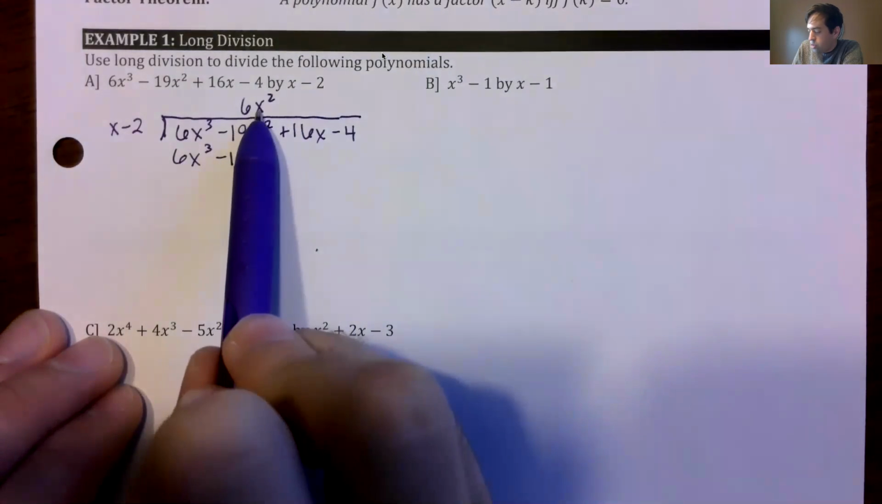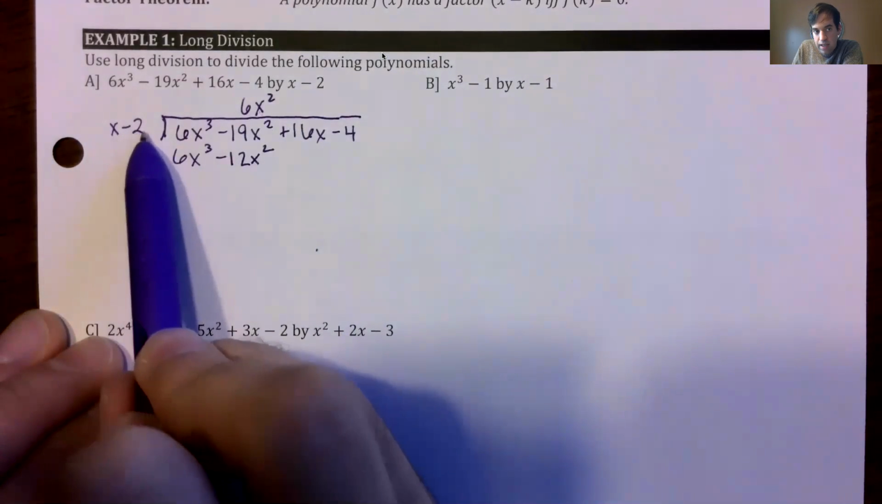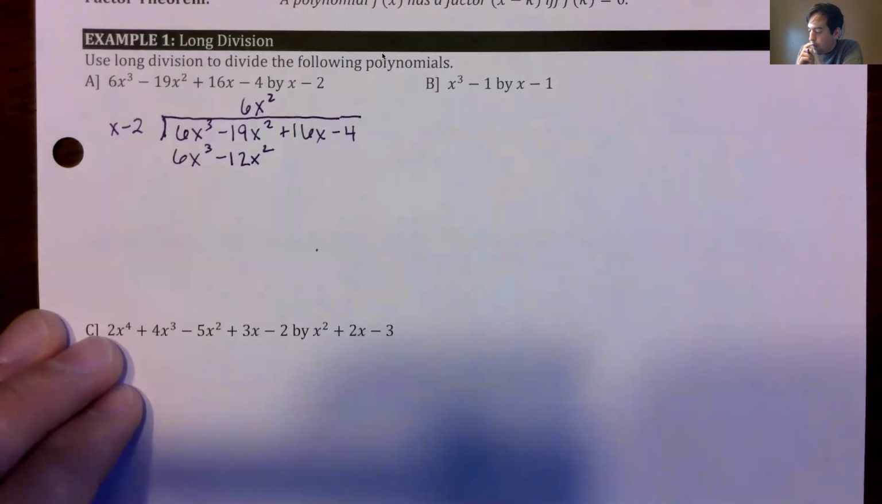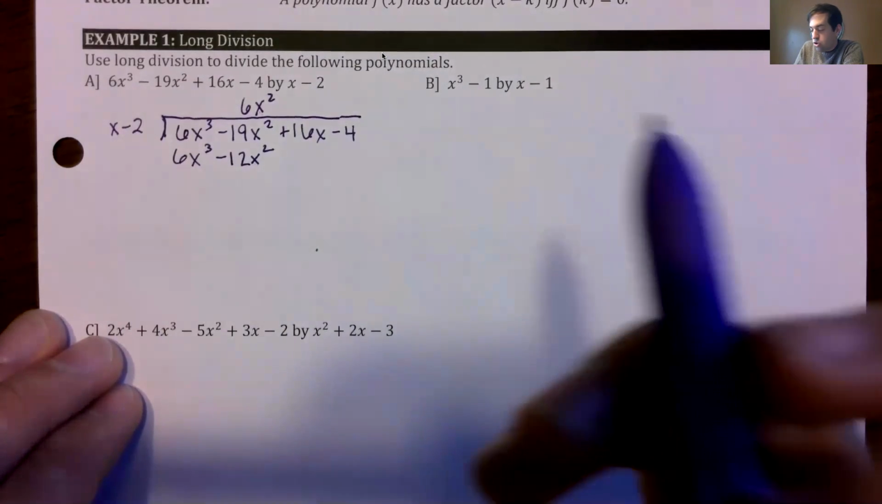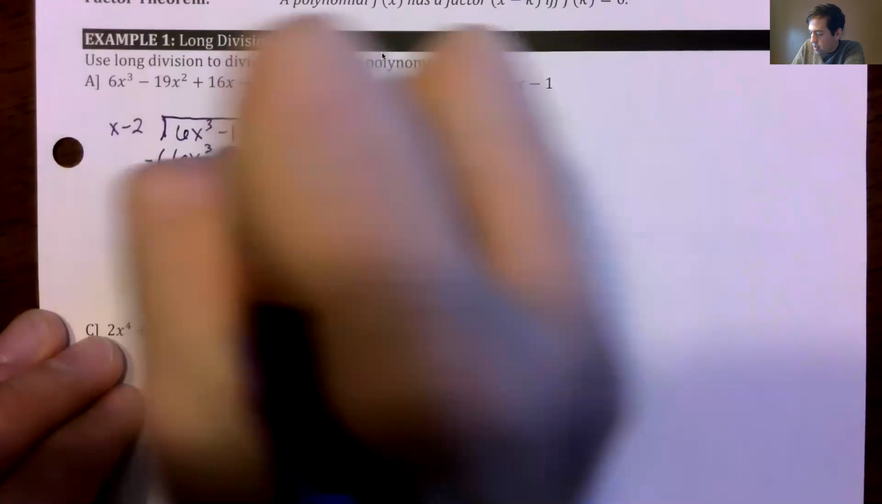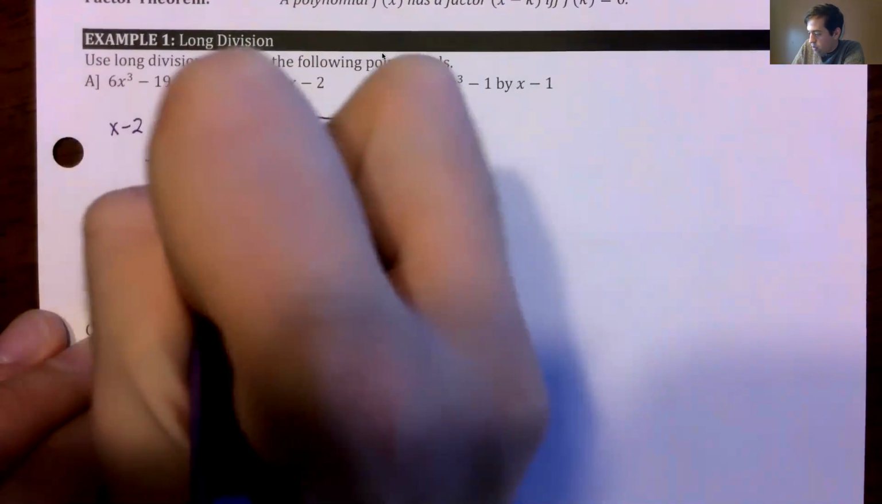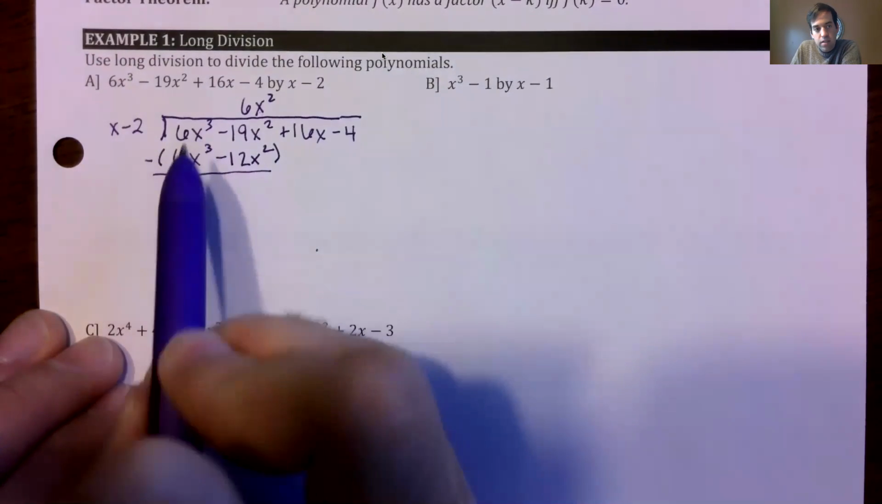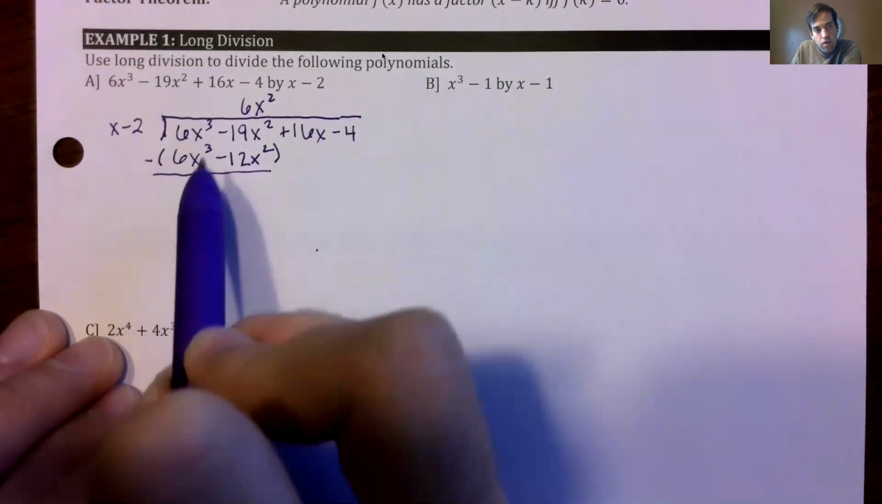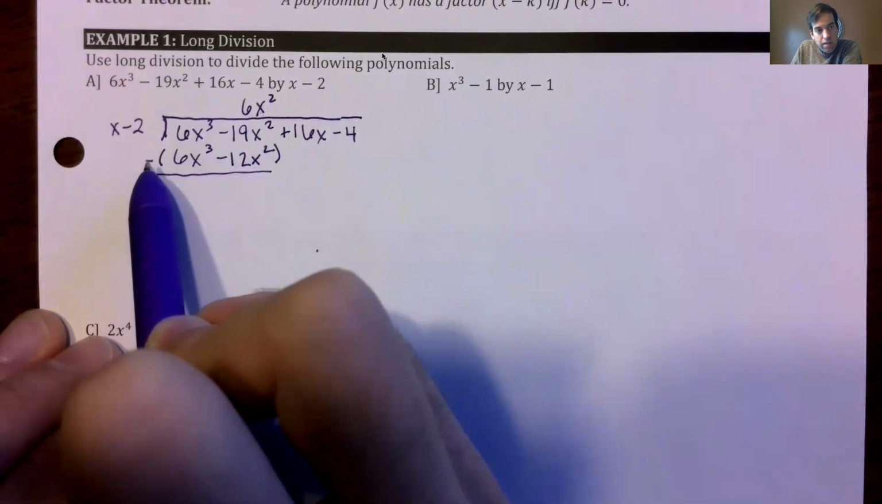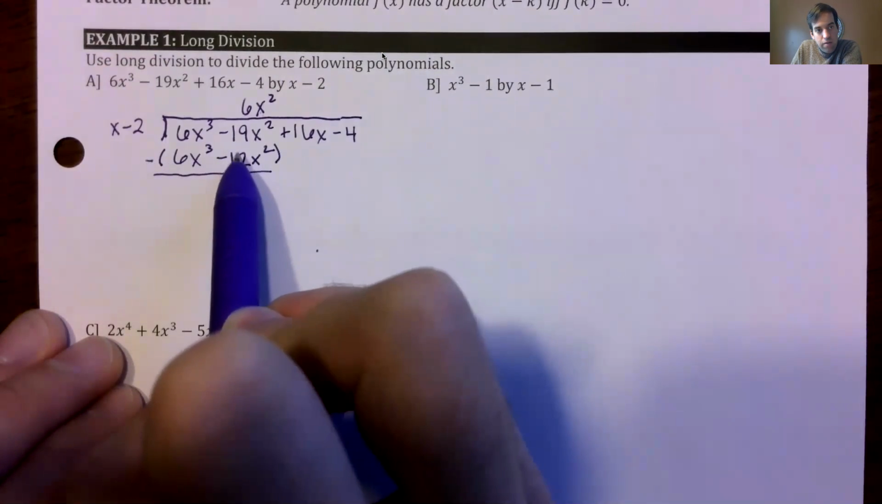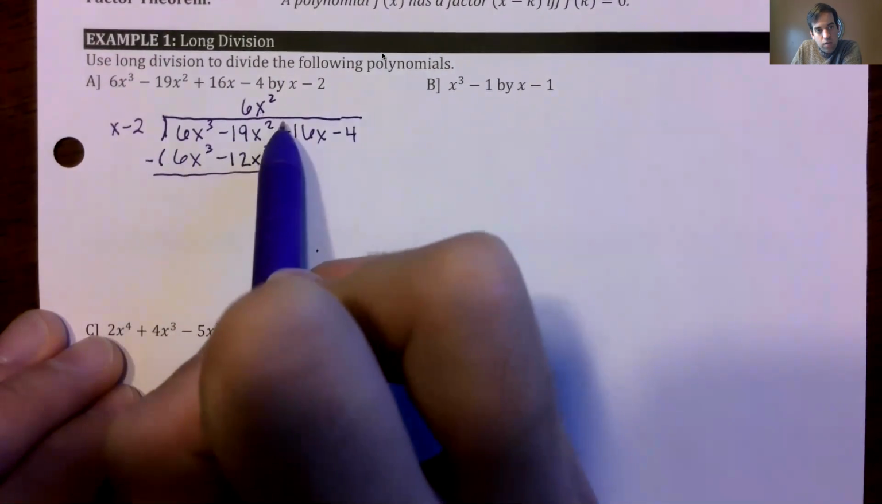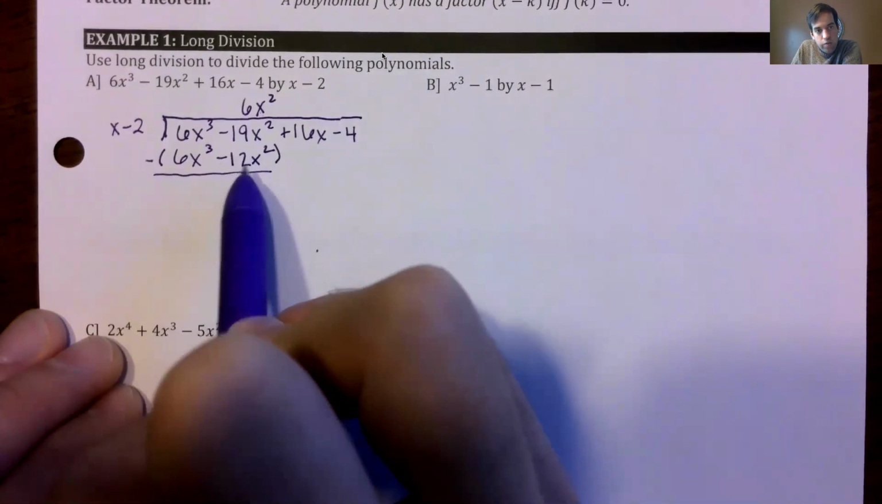Okay, so I had to distribute the 6x squared to the x and to the negative 2, and then write it down here. Now, just like in normal long division, I'm going to have to subtract this line from the one above it. Okay, so 6x cubed minus x cubed is 0. And this is where this gets tricky because it's easy to lose track of this negative. That is negative 19x squared minus negative 12x squared.